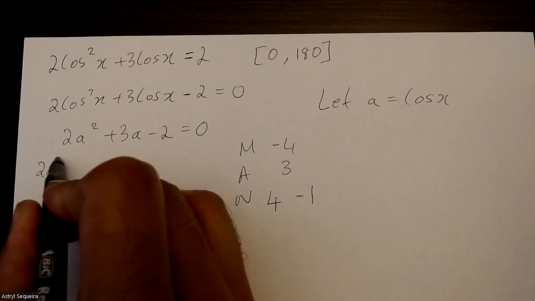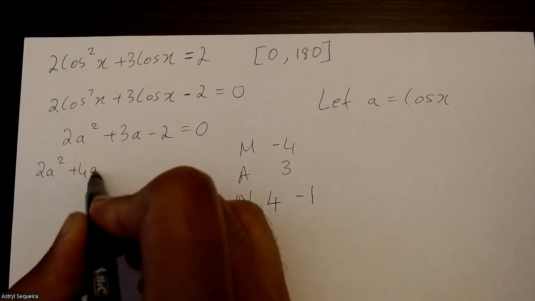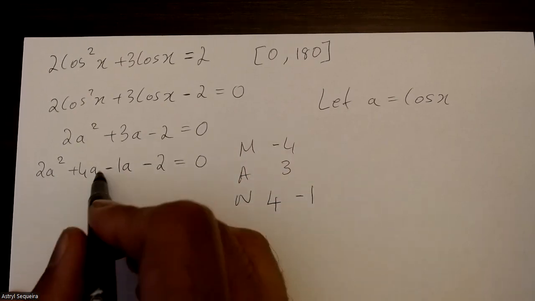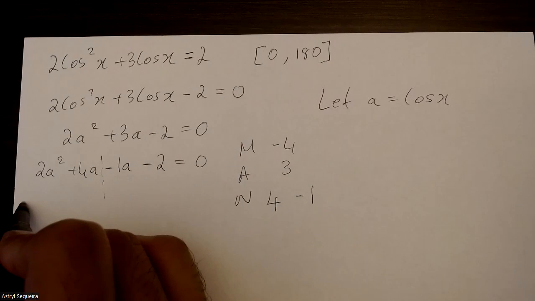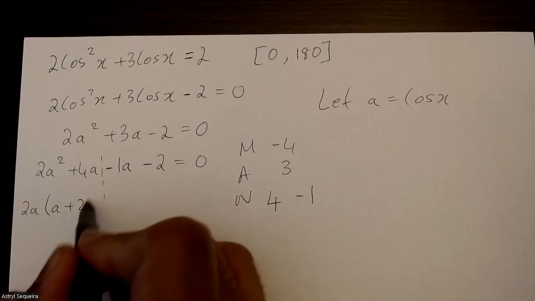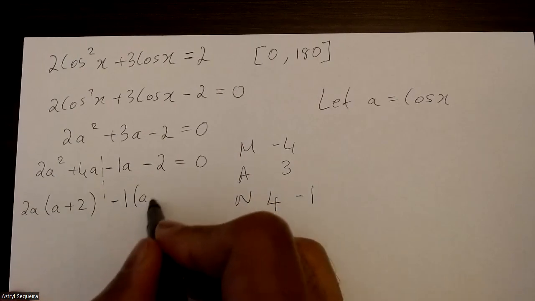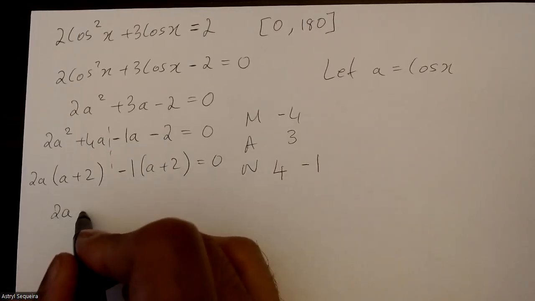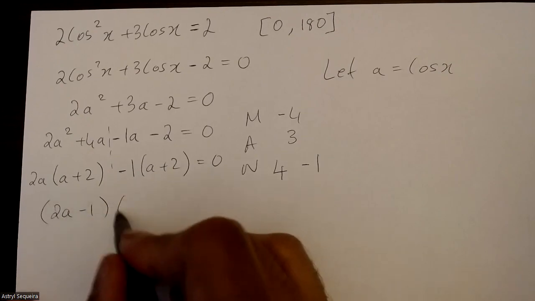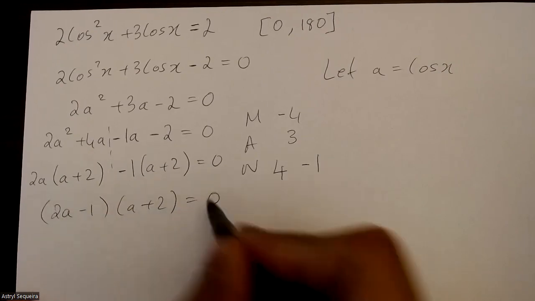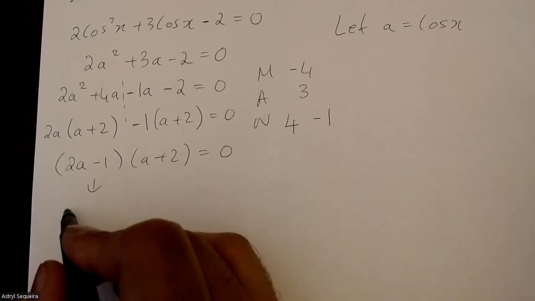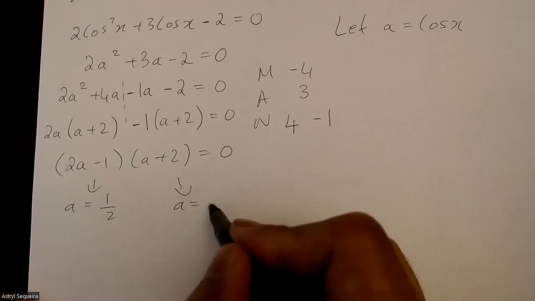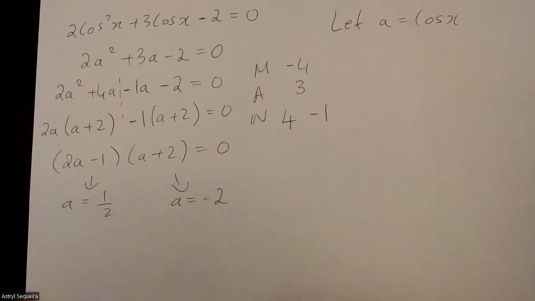I'm going to do factoring by grouping now. So 2a squared plus 4a minus 1a minus 2 equals 0. Now factoring by grouping, 2a times (a plus 2) minus 1 times (a plus 2) equals 0. So (2a minus 1)(a plus 2) equals 0. So over here, my solution is positive 1 over 2, and over here, the solution is negative 2.